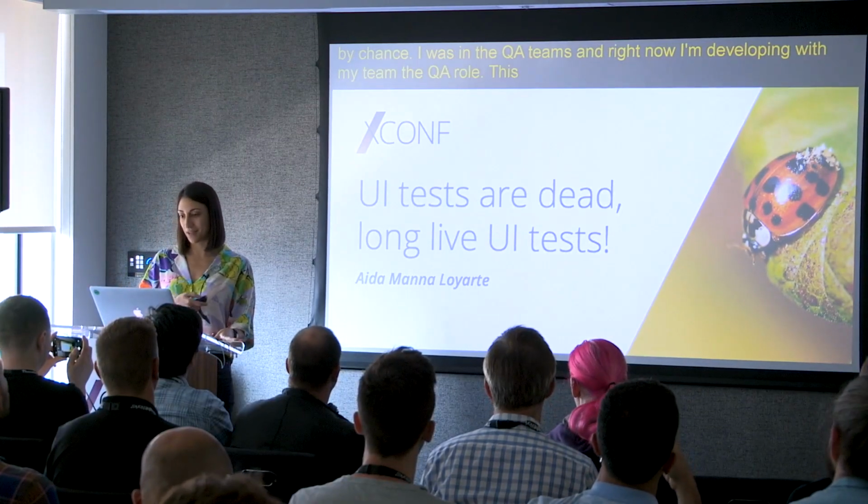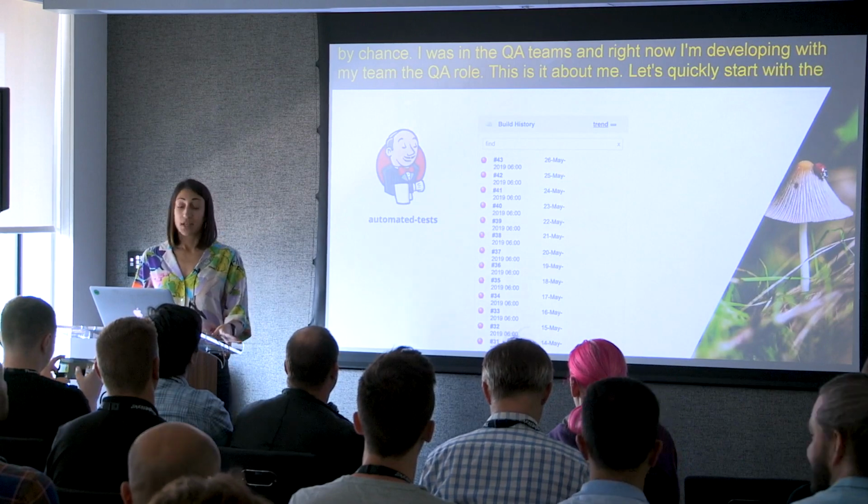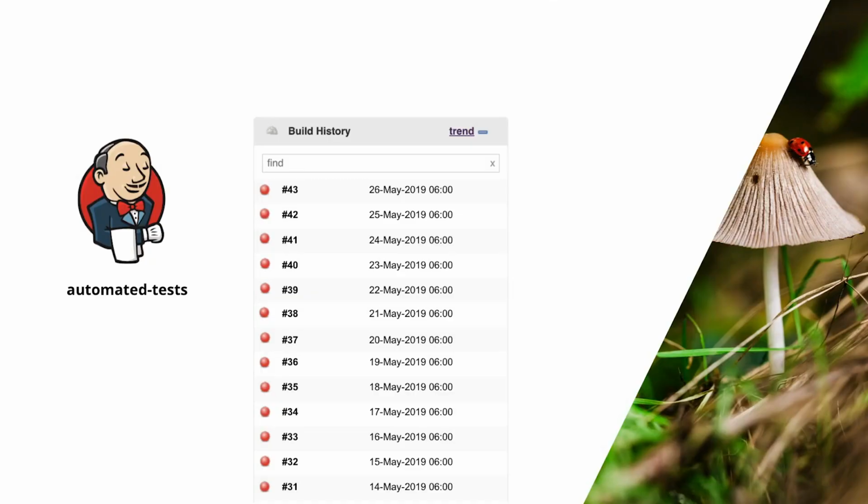Let's quickly start with the talk. So I wanted to start the talk with this slide. This is a Jenkins job, and it is executing an automated testing suite. And this testing suite has hundreds of end-to-end UI tests. And as you can see, all the builds are red. So please raise your hands if you've been in a situation like this.